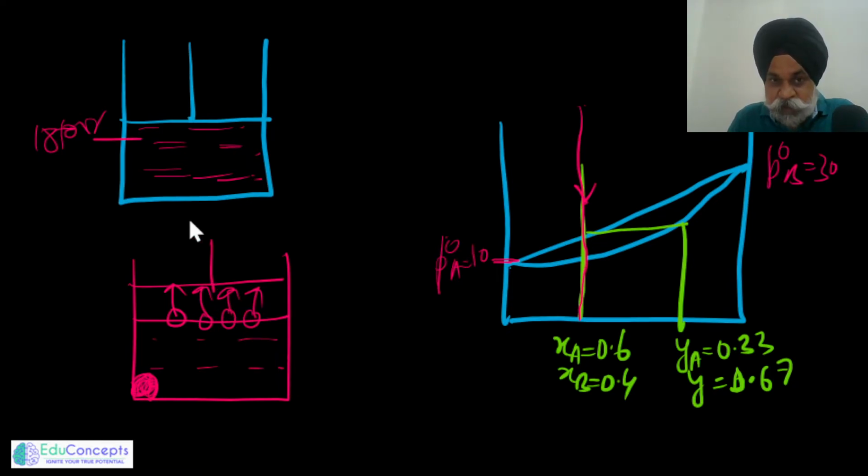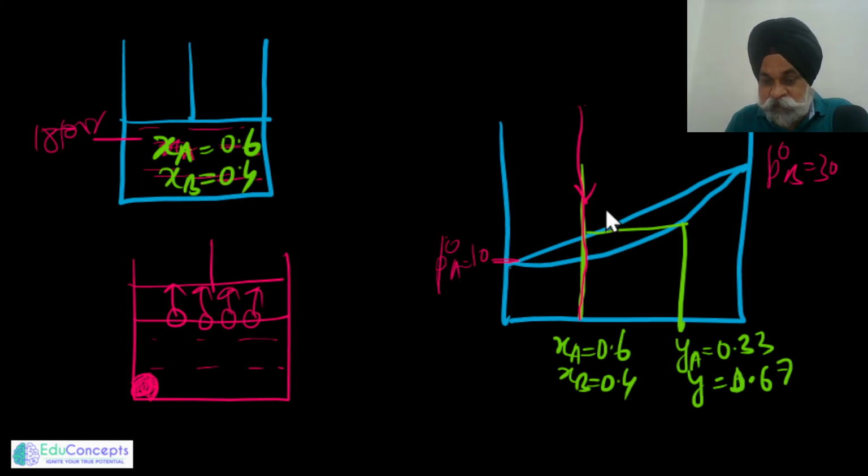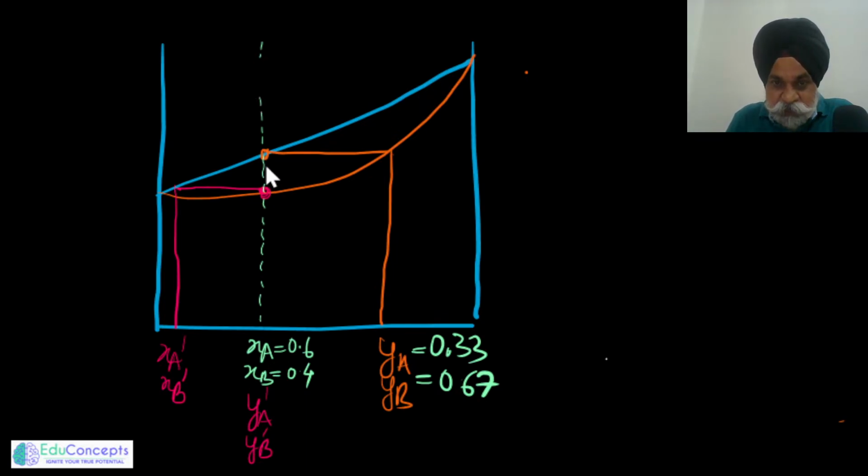We are saying, to begin with, XA was 0.6 and XB was 0.4. Now if I keep on decreasing the pressure, let me show it once again to you, I would reach this point from L to N, let's say. At this point, what I am going to say is that the entire liquid has been changed into vapors.